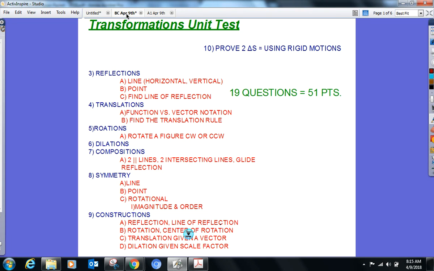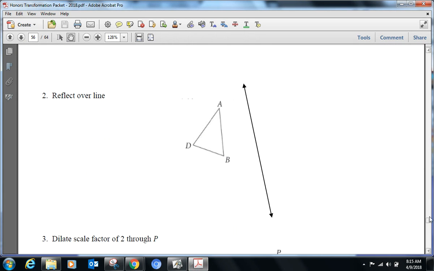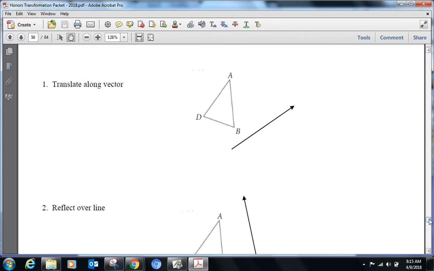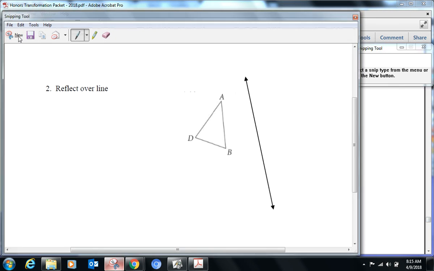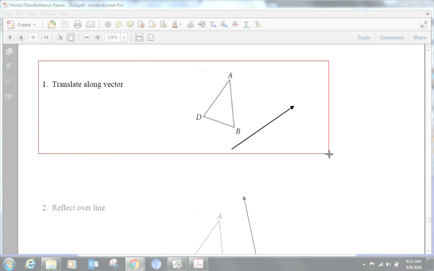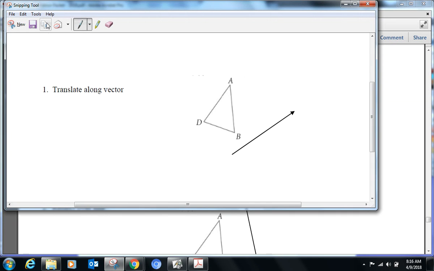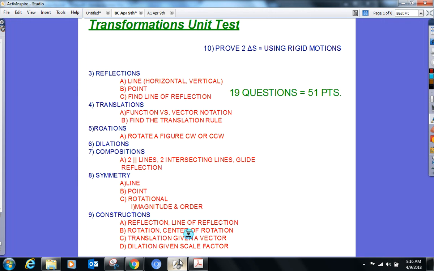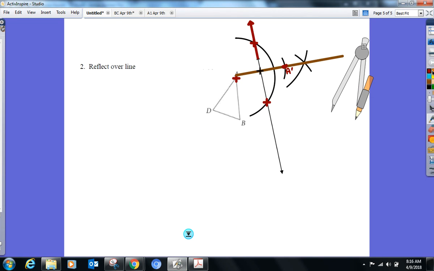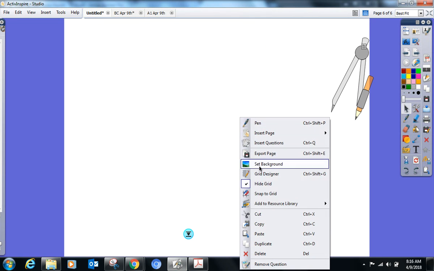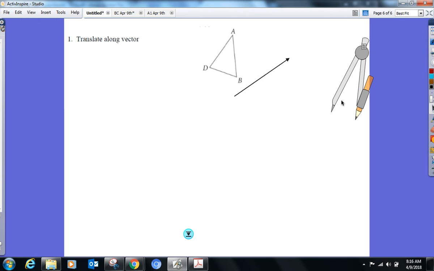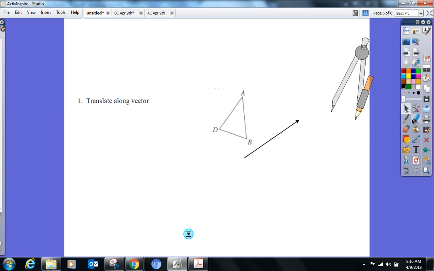Anything else here we want to touch upon? Feel free to ask, no big deal. Yes, ma'am. All right, we'll finish the constructions up now by doing a translation. I'll go to number 1 here. And I think, well, now we actually haven't covered everything. All right, translate along a vector.